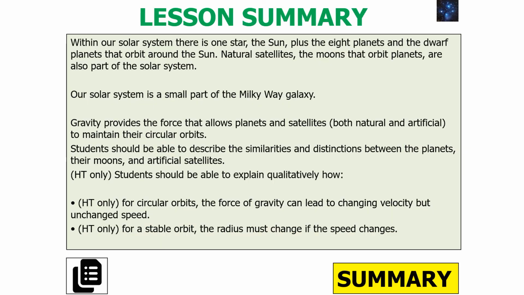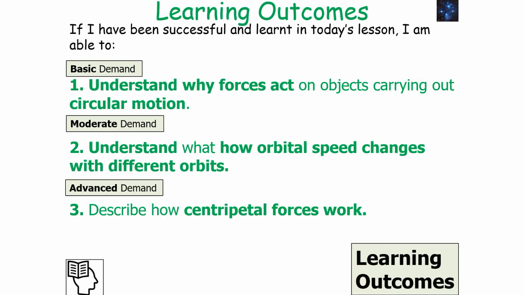Now, within our solar system there is one star, the Sun, plus 8 planets and the dwarf planets that orbit around the Sun. Natural satellites, the moons that orbit the planets, are also part of the solar system. Now, our solar system is a small part of the Milky Way galaxy, and gravity provides the force that allows planets and satellites to maintain their circular orbits. You should be able to explain and describe the similarities and distinctions between the planets, the moons and artificial satellites, and explain how for circular orbits the force of gravity can lead to change in velocity with unchanged speed, and for a stable orbit the radius must change if the speed changes.